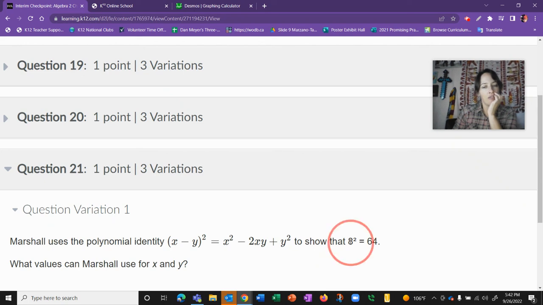Eight squared is equal to 64. We have this right here, x minus y squared. That's interesting. So then according to this statement, 8 squared, what do you think x minus y should be equal to if this is the problem that they're asking us to solve? Okay, I'm going to stop here for the first half of a little past our first half of our interim checkpoint.